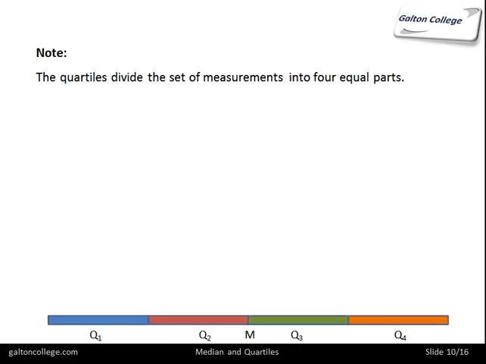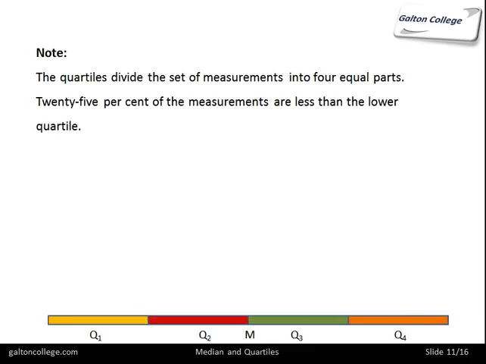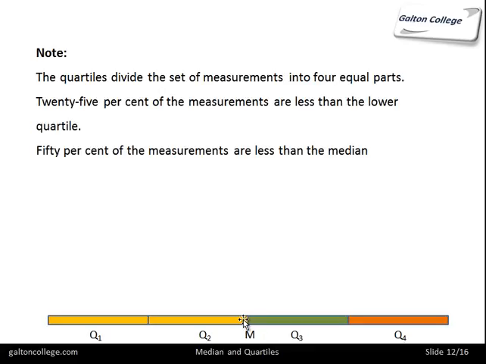Now, let's look at some notes about this. The quartiles divide the set of measurements into 4 equal parts. Here we've got the full data set, and here we've got the first quartile, which is the first 25%, then the next 25%, and so on. First quarter of the data, second quarter, third quarter, and the fourth and final quarter of the data. 25% of the measurements are less than the lower quartile, so 25% fall in here. 50% of the measurements are less than the median, so these 50% are less than the median here.